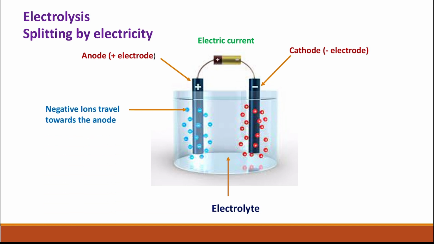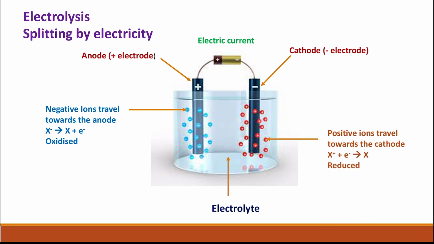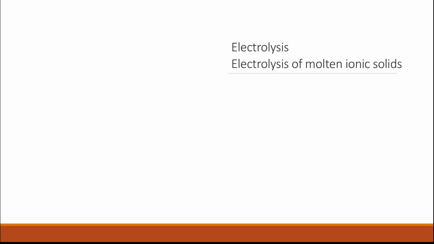The negative ions from the electrolyte will travel towards the anode, where they will be oxidized by losing electrons, while the positive ions will travel towards the cathode and then they're going to be reduced by gaining electrons.